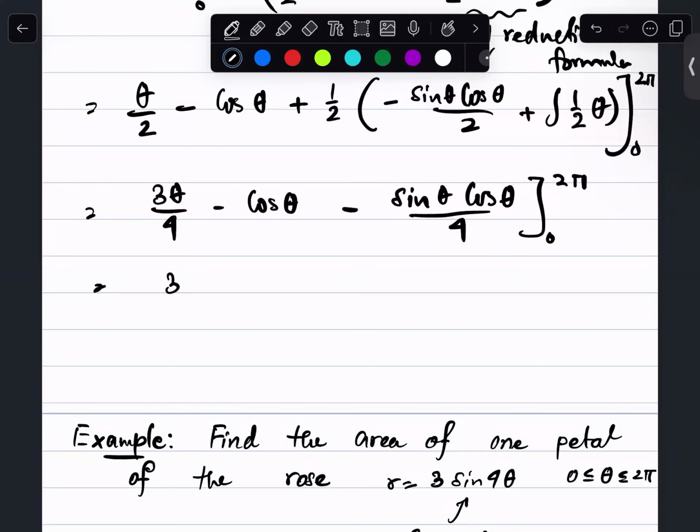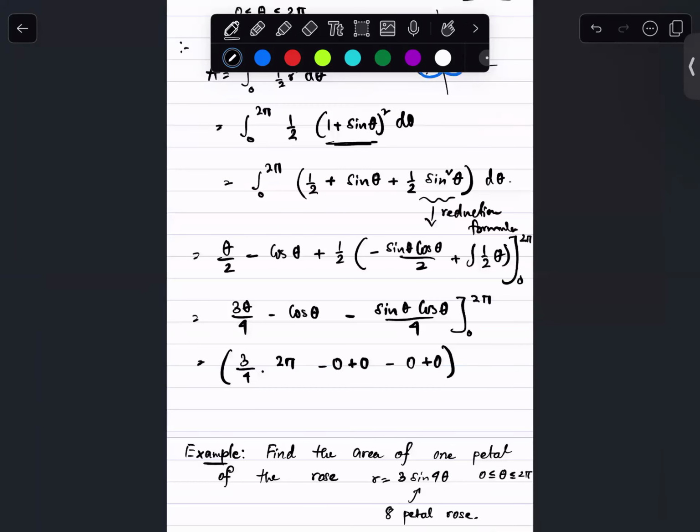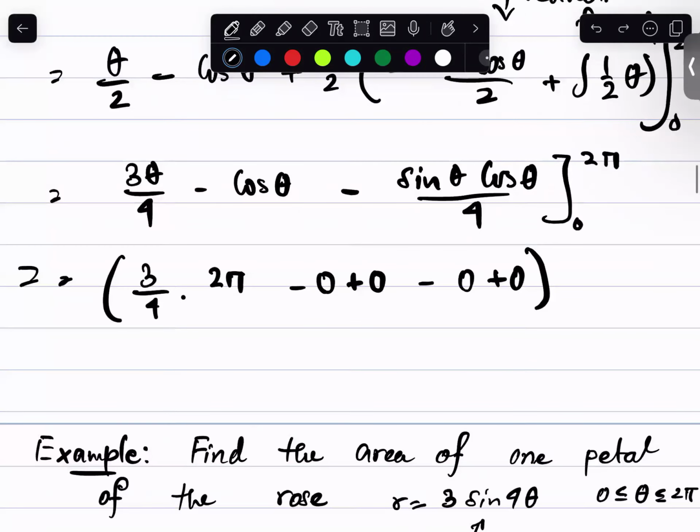So at the end, I'll get 3 over 4 times 2 pi minus 0 plus 0 minus 0 plus 0. Okay, so it'll be 3 pi. Oh, sorry, it will be 3 pi over 2. So this is the area of that shaded region inside the cardioid.